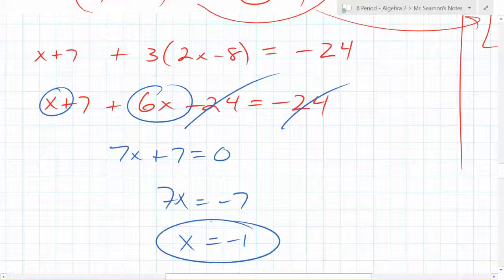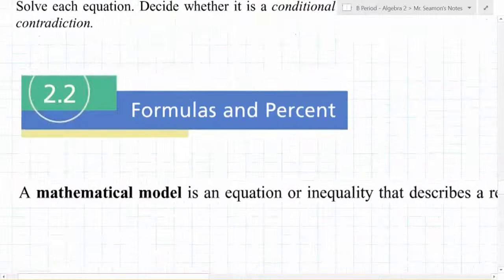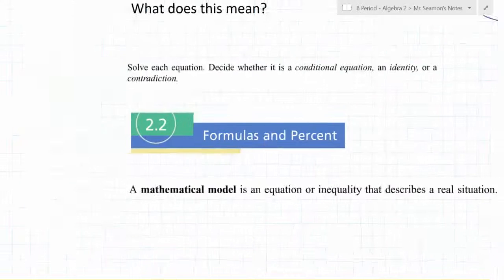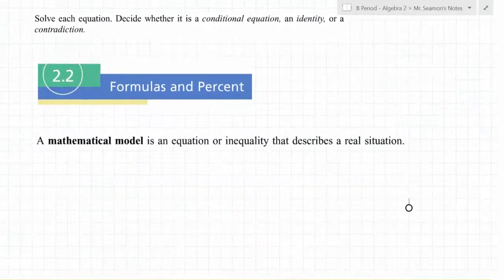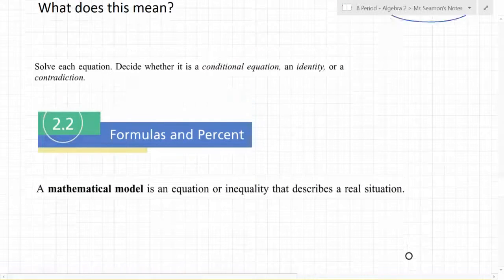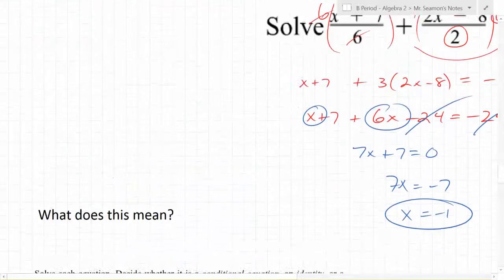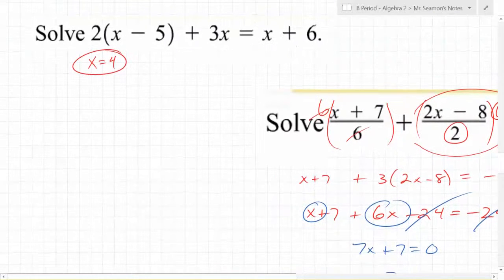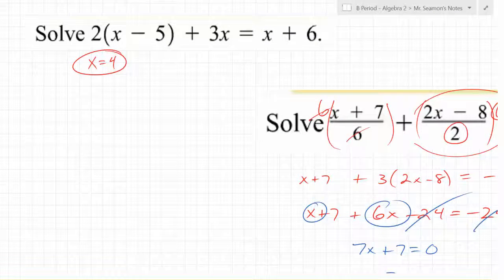So let's find out what happened over here. Formulas with percents, it's exciting. Mathematical models, solving. This is really fun stuff. But let's go back to these two things right here. I gave you an equation in both cases, everybody.